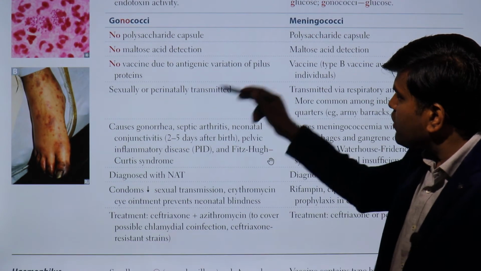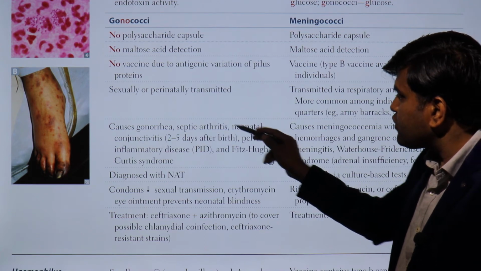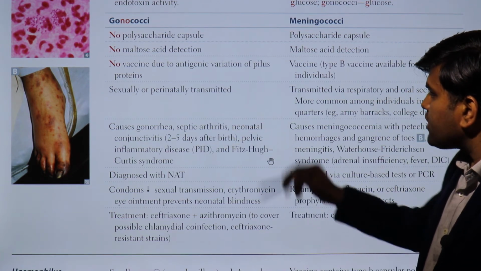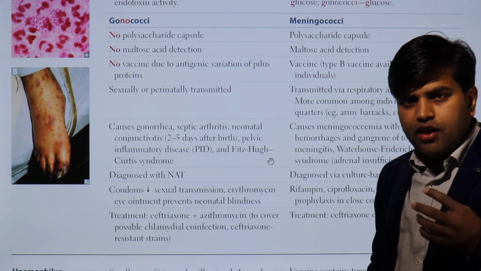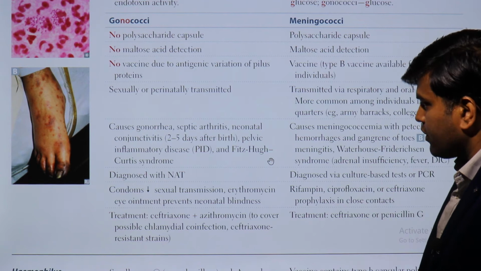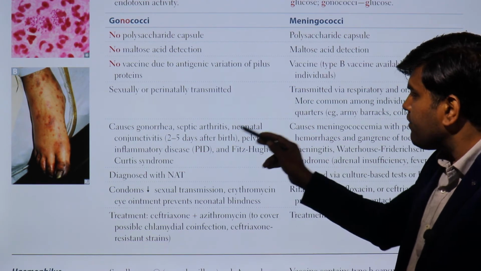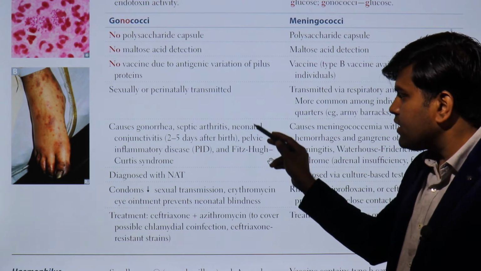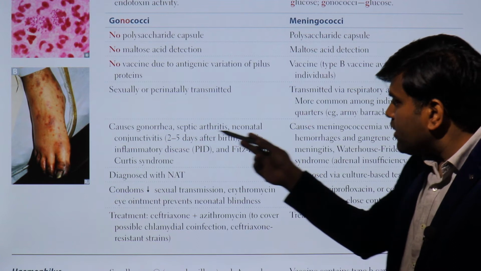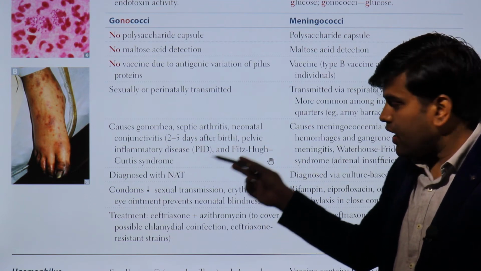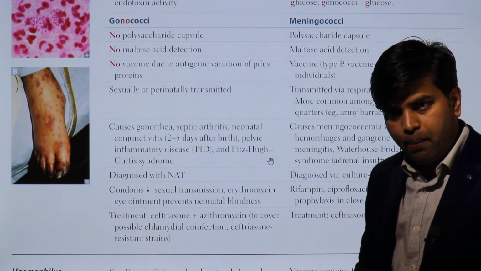Now this disease will cause gonorrhea obviously, and there may be others like septic arthritis, neonatal conjunctivitis 2 to 5 days after birth, pelvic inflammatory disease, and there is one complication known as Fitz-Hugh-Curtis syndrome. So gonococci will cause gonorrhea. They can even lead to septic arthritis in newborns. They can cause neonatal conjunctivitis. They can also cause pelvic inflammatory disease, and in rare cases they will develop Fitz-Hugh-Curtis syndrome.